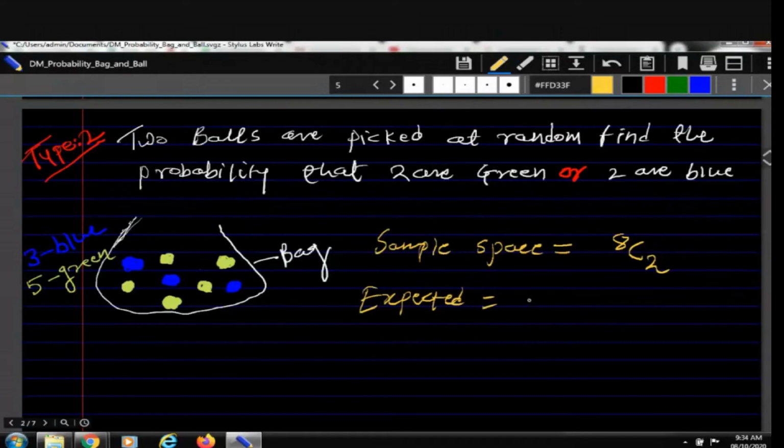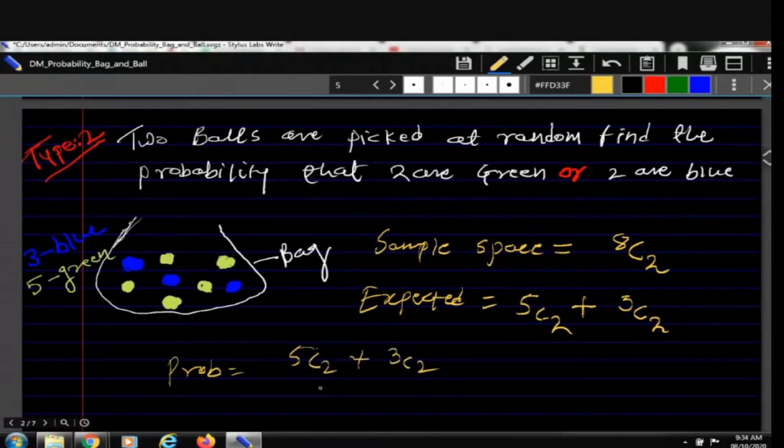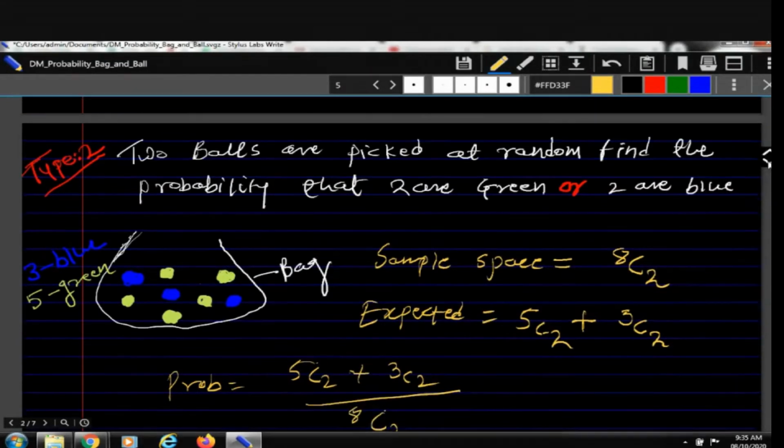2 are green. So in how many ways you can pick up 2 green balls out of 5? It is 5C2 ways. Or 2 are blue. So in how many ways you can pick up blue balls? 3C2 ways. Total blue balls are 3. You have to pick up 2. So it will be 3C2. And it is saying or. Or means plus. So your probability is equal to 5C2 plus 3C2 divided by 8C2. Okay, now simplify this and write your answer.